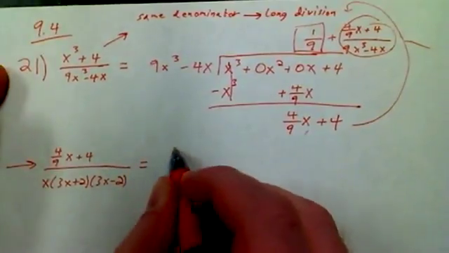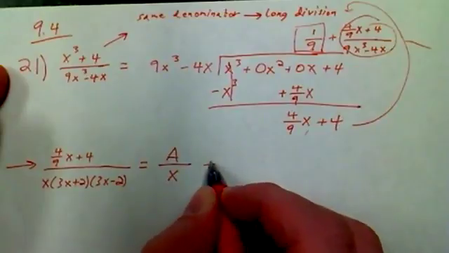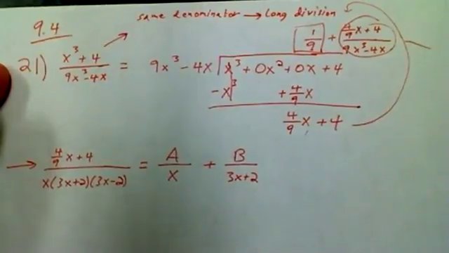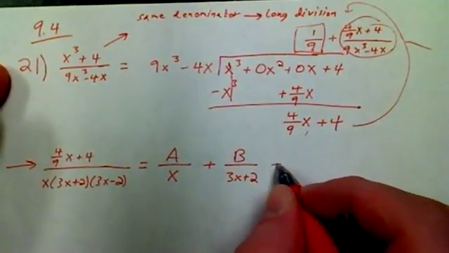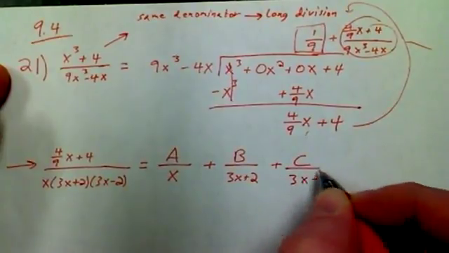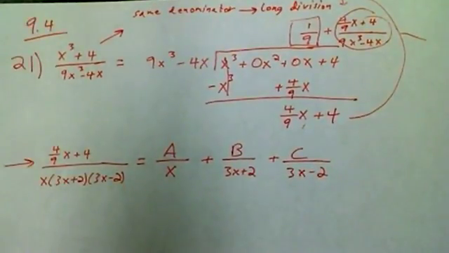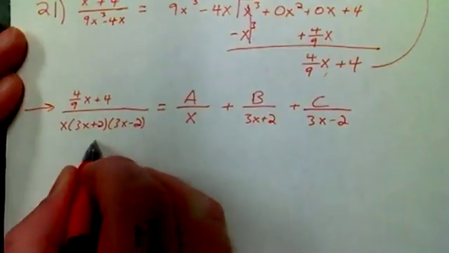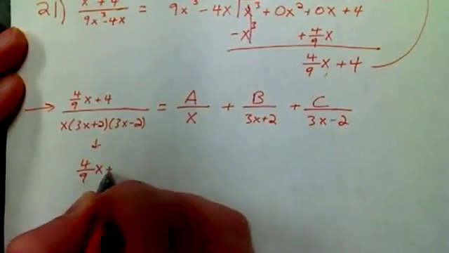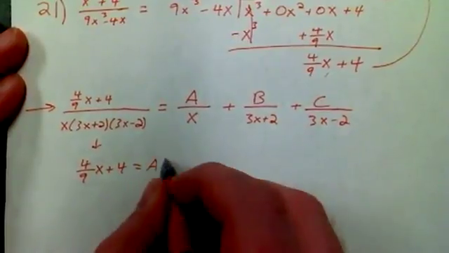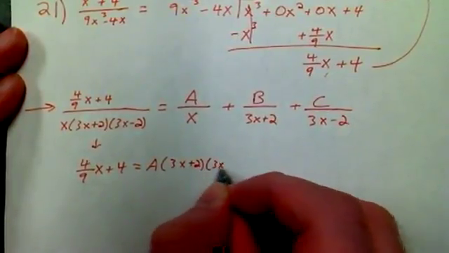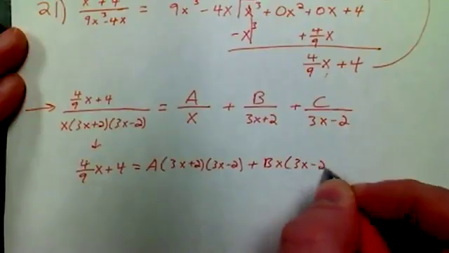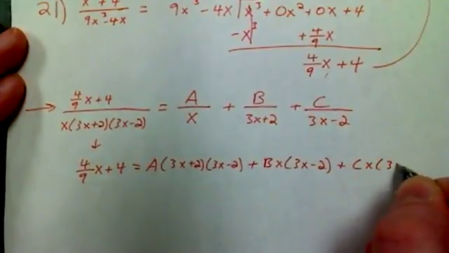And I'm going to set up my partial fraction decomposition like so. This part actually isn't too bad. All I need is A, B, and C over each linear factor in this case. There's no repeated factors, anything like that. Plus C over 3x minus 2. And then I'm going to go ahead, solve it out, set coefficients equal to each other, okay? So I know now that I have (4 over 9)x plus 4 is equal to A times (3x plus 2) times (3x minus 2) plus Bx times (3x minus 2) plus Cx times (3x plus 2).